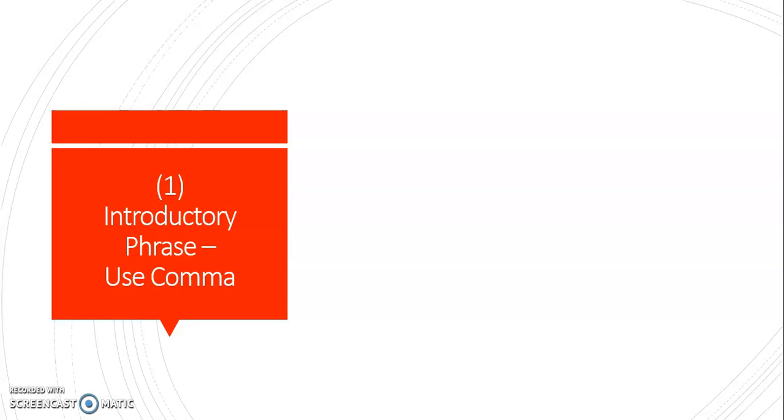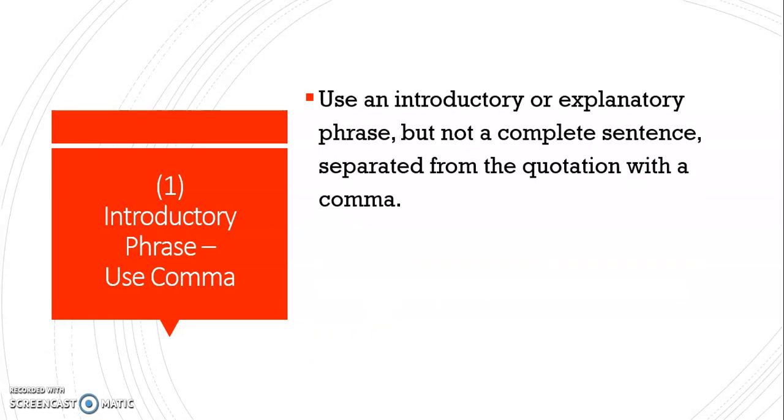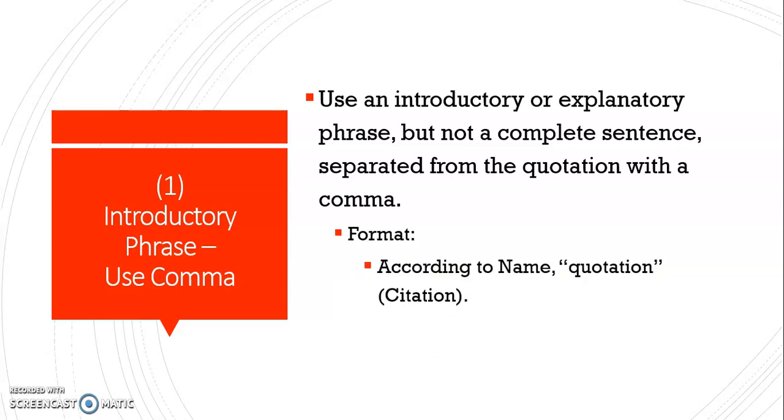You just use an introductory phrase and then a comma. This introductory phrase or explanation does not serve as a complete sentence. It's just an introduction, and then you provide your quote. So a basic format for that would be according to somebody's name, comma, and then you provide what it is that they said in the article. And then you'll notice you do have a citation afterwards, and the period goes on the outside.